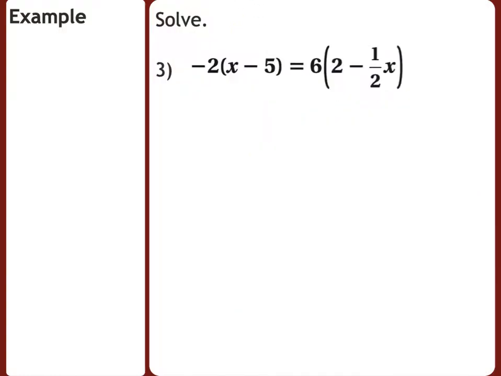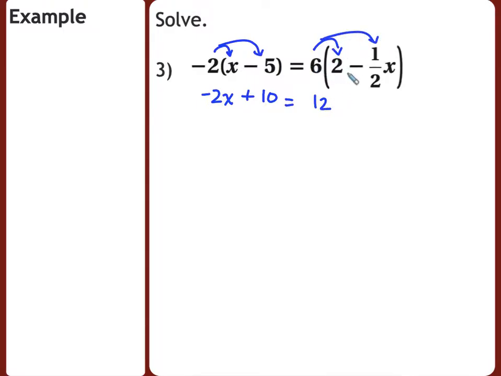All right, one more example. This one's even more complicated because we have distributive property on both sides. So really the easiest way to take care of this is go ahead and distribute first, and then take care of moving variables and constants to the opposite sides. So let's distribute first. So this is negative 2x, and then a negative 2 times a negative 5 is positive 10. Then we have 6 times 2 is 12.